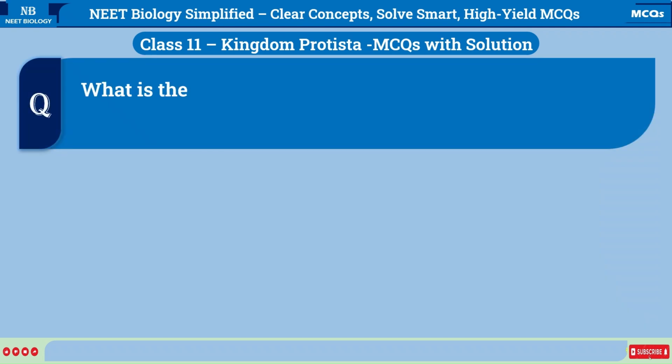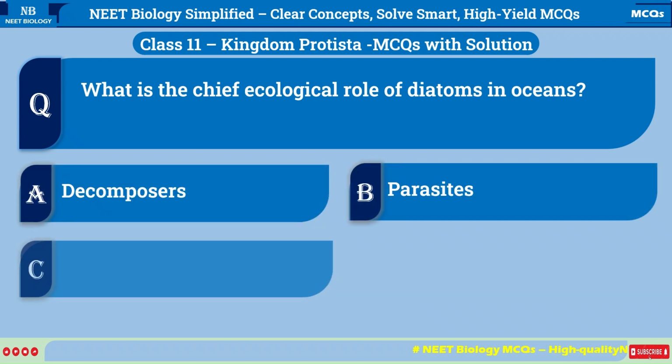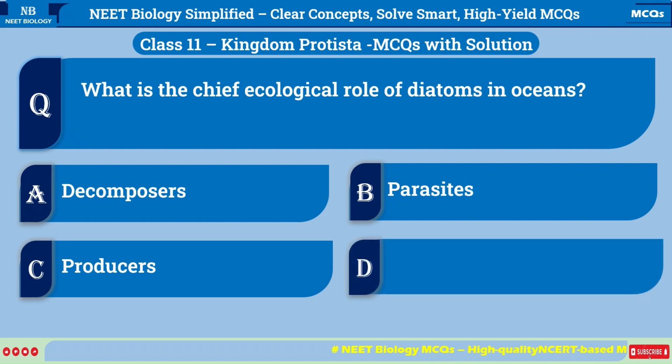What is the chief ecological role of diatoms in oceans? A. Decomposers. B. Parasites. C. Producers. D. Predators.